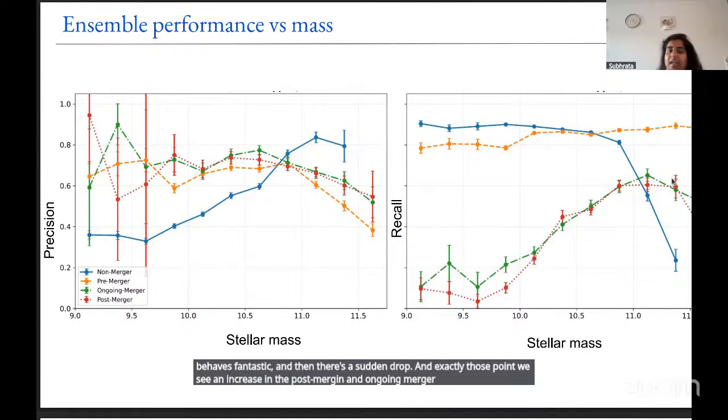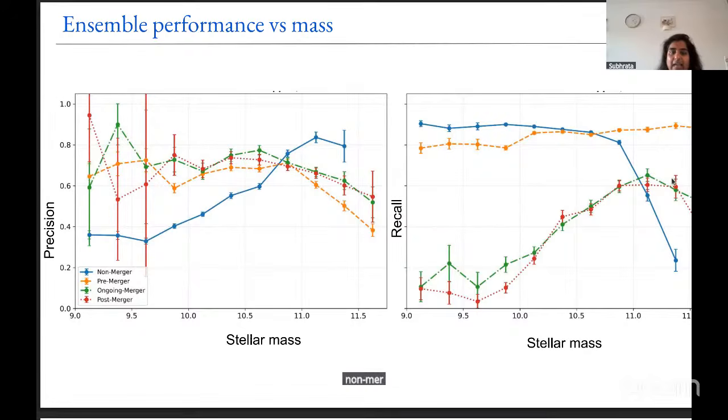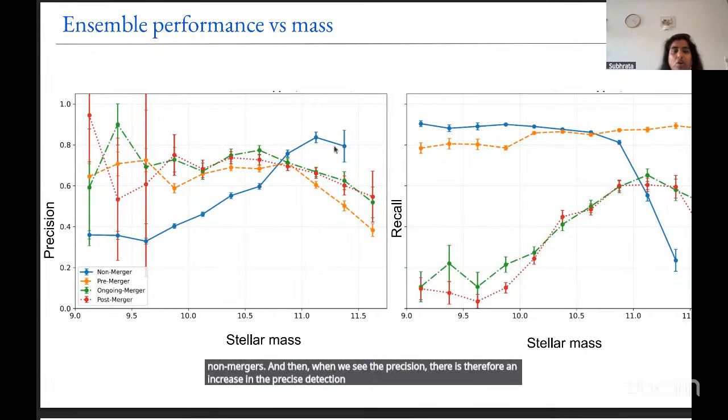So high mass non-mergers show some more morphological disturbance, so our networks are classifying them as post-mergers compared to non-mergers. And then when we see the precision, there is therefore an increase in the precise detection of non-mergers compared to the pre-merger, ongoing merger, and then the post-merger.